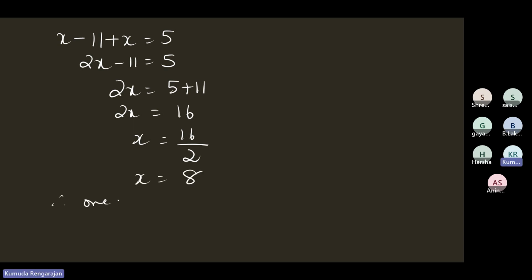Therefore, one number is equal to 8. And the other number is 11 minus 8, which is 3. Very good. 11 minus 8, which is 3. Very good. So the two numbers are 8 and 3. The two numbers are 8 and 3.